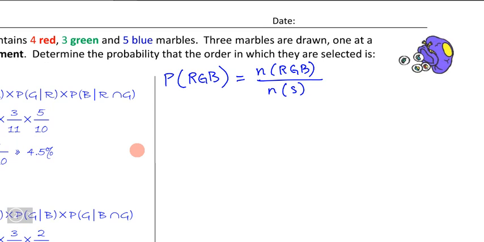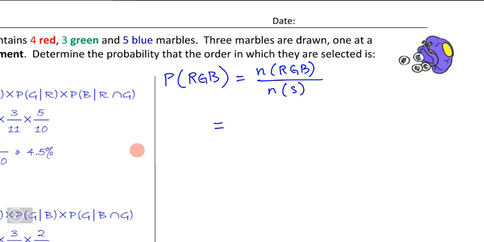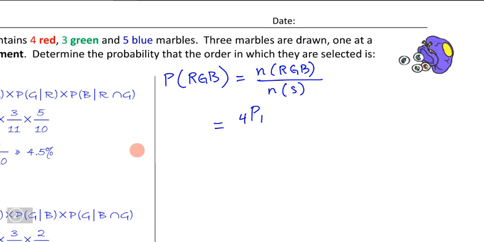So again, this is a permutation problem. Just think about if I'm drawing one marble, that first marble, how many ways can I arrange that first spot given that I have 4 red? Well, that's simply 4P1. That one spot, the first drawn marble, chosen from 4 red marbles.